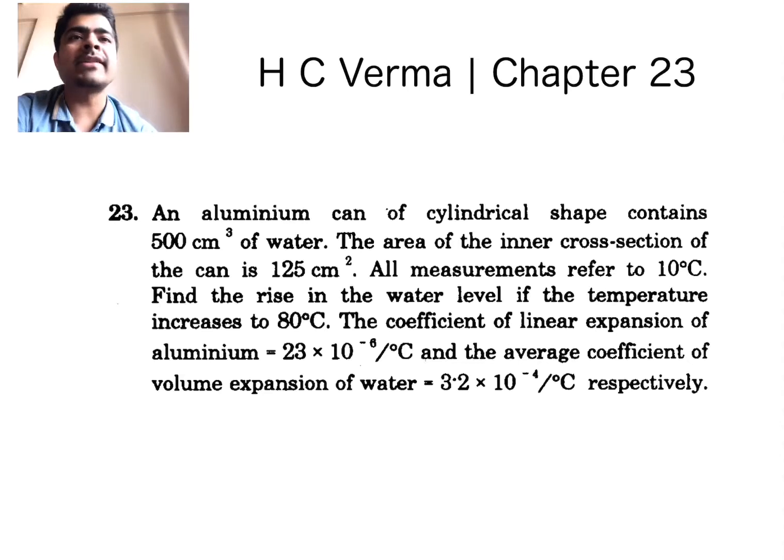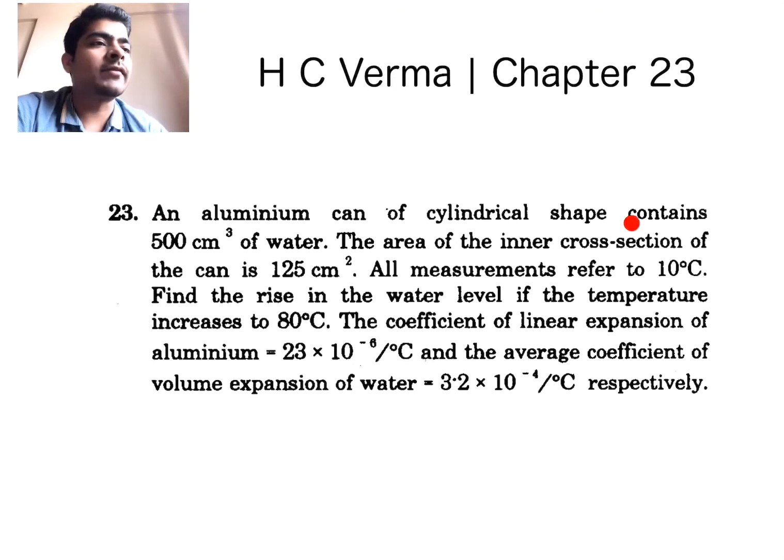We are looking at chapter number 23 and question number 23 of SC Verma. An aluminium can of cylindrical shape contains 500 centimeter cube of water. The area of the inner cross section of the can is 125 centimeters square. All measurements refer to 10 degrees Celsius.